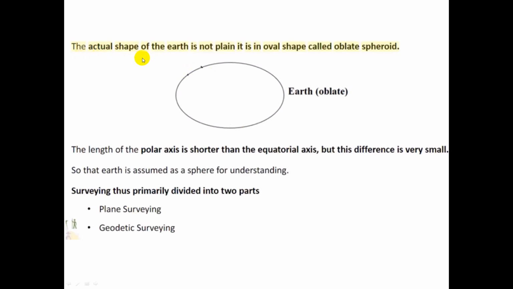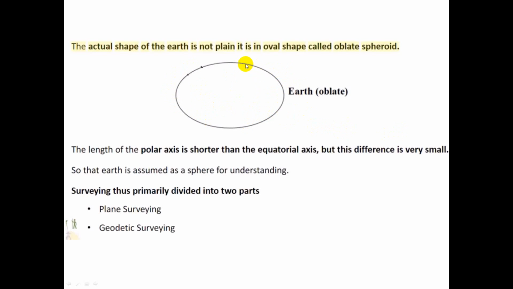So the actual shape of the earth is not plane. It is in an oval shape called an oblate spheroid. Wrong spelling on this one. Actually, I found this presentation on the internet, so I decided to use it, and I will just discuss it myself. This lecture is from a civil engineering class. So let's go.